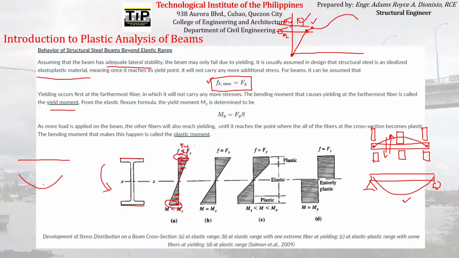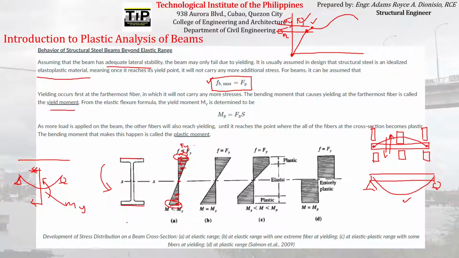So yung moment na yun, katulad nito, kunyari simple supported beam, kinuha natin kunyari yung moment dito sa gitna, somewhere here. Yung moment na makukuha natin diyan that cause this flexural stresses equal to Fy on the outermost fiber of the beam. Ang tawag natin diyan ay yield moment, My. Okay? So paano makuha yung My na yan?